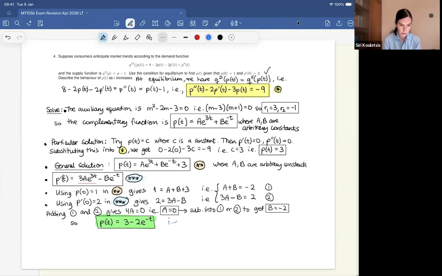And you may find it useful here, when you analyze, to rewrite this as follows. Just remind yourselves that e to the minus t is the same as 1 over e to the t. Just putting that in brackets here.